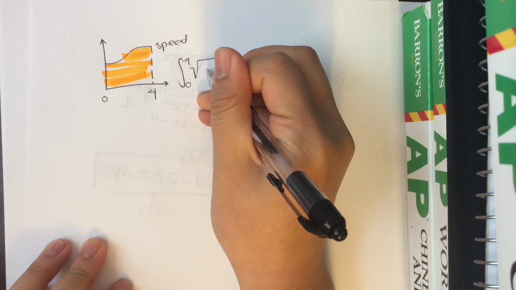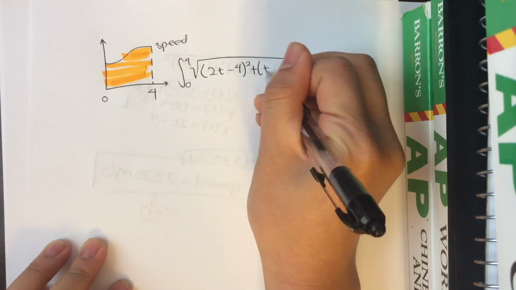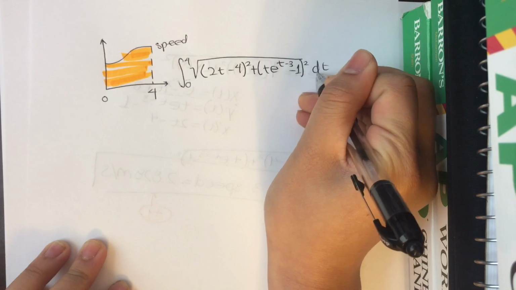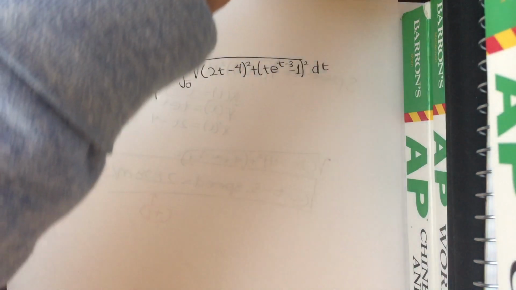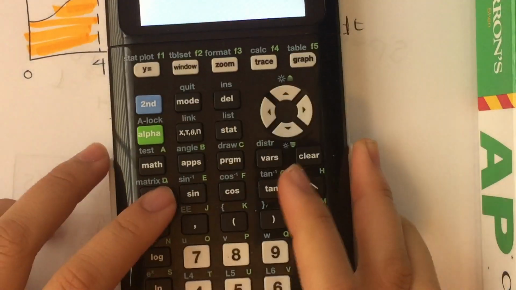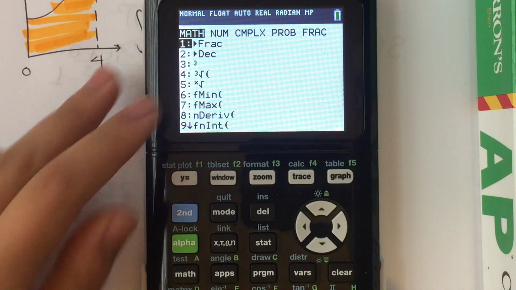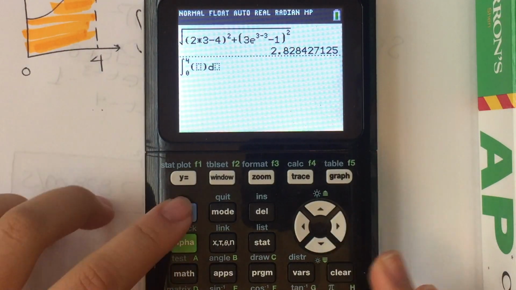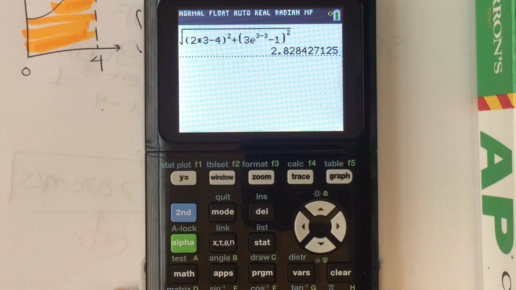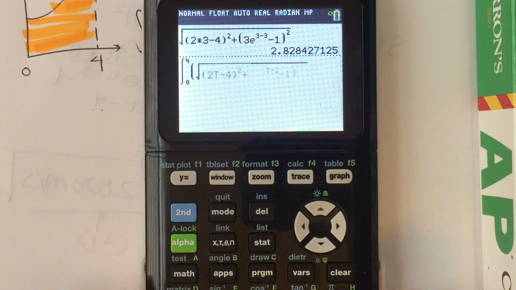x prime of t squared plus y prime of t squared. So that would be 2t minus 4 squared plus t times e to the power of t minus 3 minus 1 squared dt. Don't forget your dt because we are integrating. And once again, we just have to use your calculator. And to integrate, I'll zoom in first, you have to press math and then 9 because 9 allows us to take the integral. And this is from 0 to 4 of the square root of 2t minus 4 squared plus t times e to the power of t minus 3 minus 1 squared.